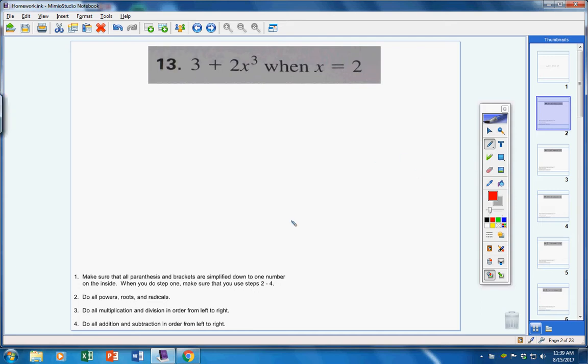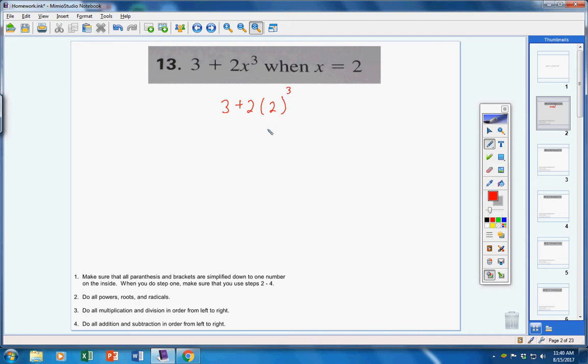Notice for each problem I've put the steps down here for you to look at. You should have these in your notes also. Okay, alright, here we go. Number 13. We have 3 plus 2, then x, so put parentheses, substitute 2, and then bring down your 3.